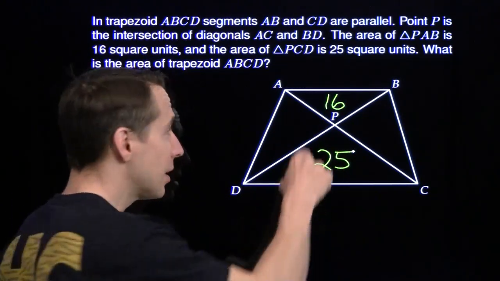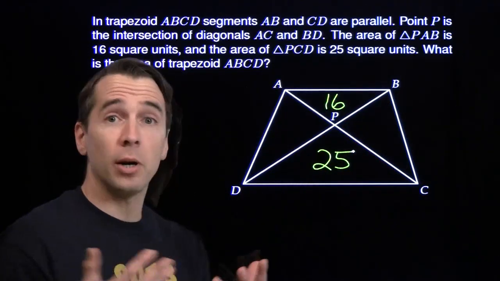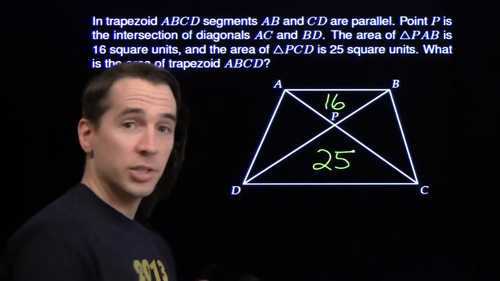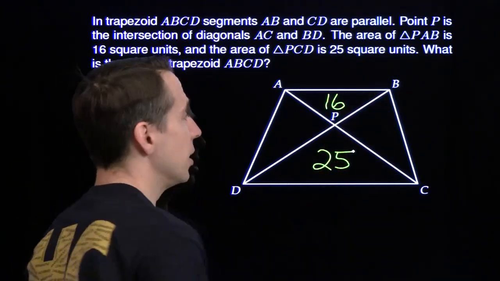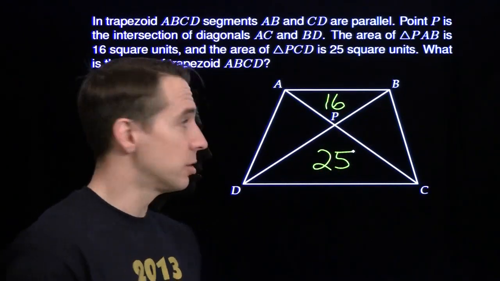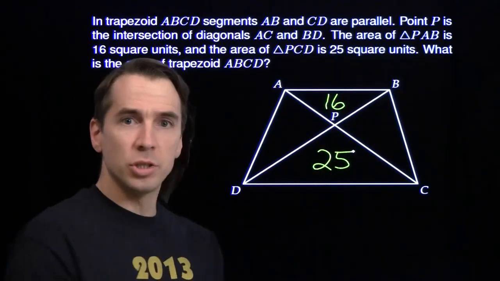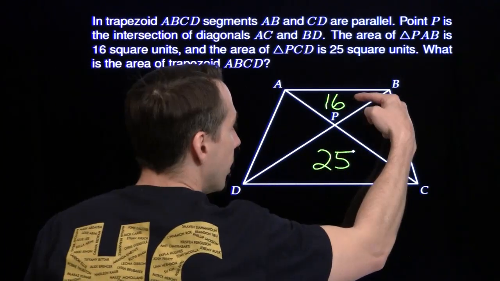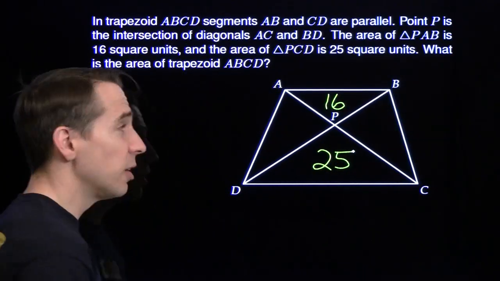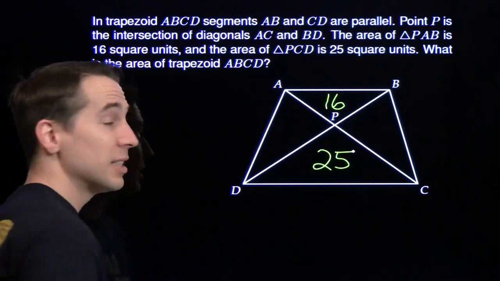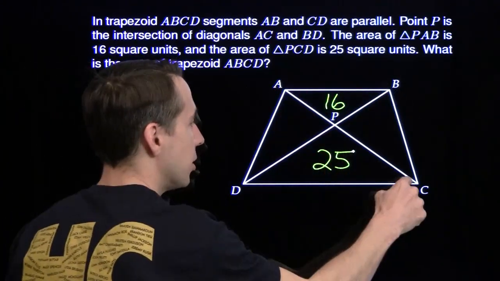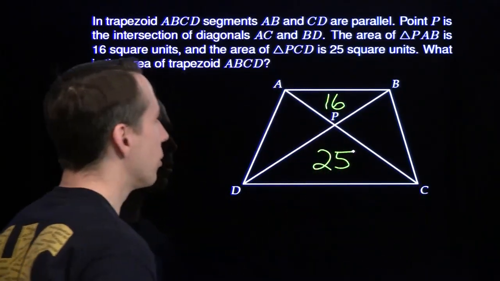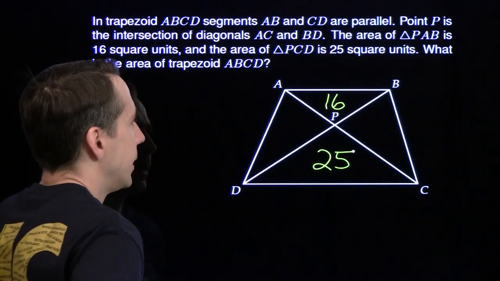We have a trapezoid that gives us parallel lines, and parallel lines means similar triangles. These two triangles are similar, and we already have their areas, so we know the ratio of their sides, because the ratio of the areas of two similar triangles is just the square of the ratio of corresponding sides. So the ratio of the areas is 16 to 25. That means the ratio of corresponding sides is 4 to 5. So this to this is 4 to 5, and the same for the other corresponding sides. How's that going to help?